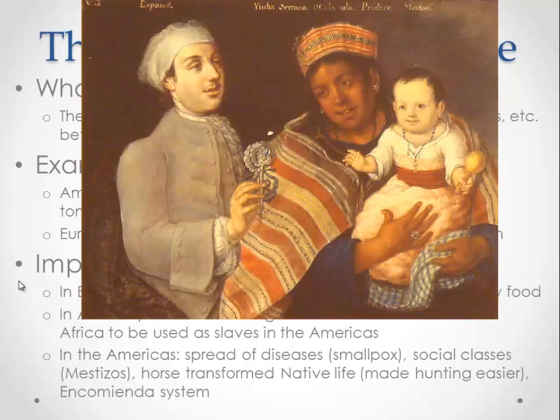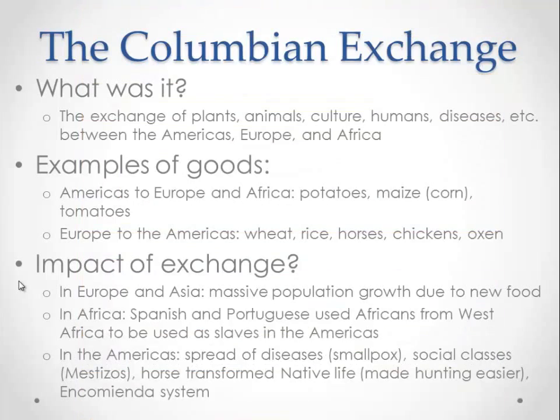You have the creation of new social classes such as mestizos, and here's a picture of a mestizo baby. Mestizos are those individuals who are descendants of both Native Americans and Europeans, particularly Spanish. And again, the horse transformed native life and made hunting much easier. We also have something called the encomienda system, which I have a video on. It's that important to note. It's specifically mentioned in the new curriculum, and you can check that out for more detail as well.